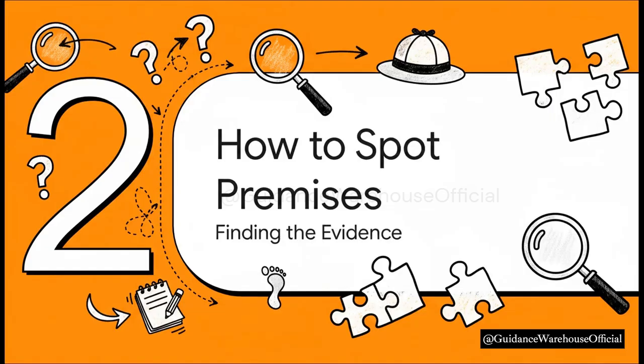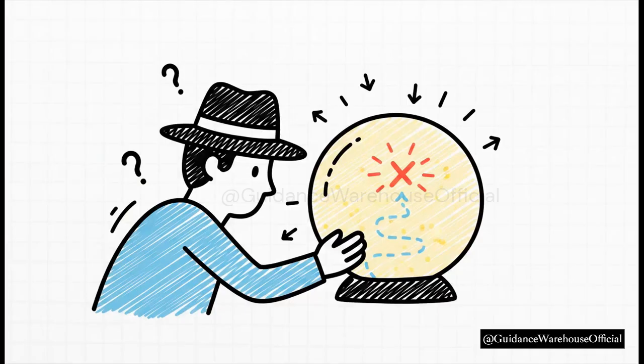Section 2. How to spot premises. Finding the conclusion in the real world actually requires a little bit of active mind reading. Real-life arguments aren't always numbered neatly for us like a textbook, right? So you have to actively ask yourself, what is the ultimate destination this person is trying to drive me to? By constantly asking what the arguer actually wants you to accept as their thesis, you cut through all the conversational noise and find the structural roof of their argument.